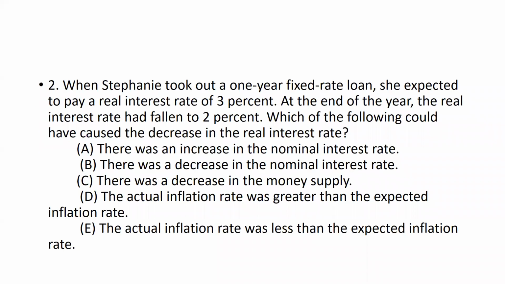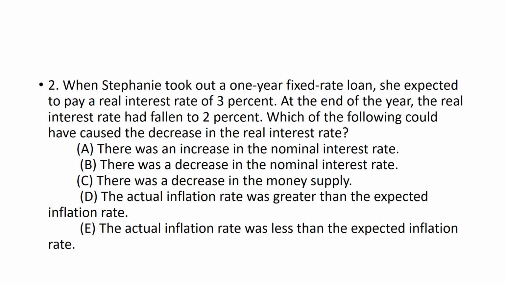There was an increase in nominal? It can't change, it's fixed. There was a decrease in the money supply. A decrease in the money supply would get interest rates up, investment down, AD left. Now that would make price levels fall. The actual inflation rate was greater. D is the answer because inflation went up.